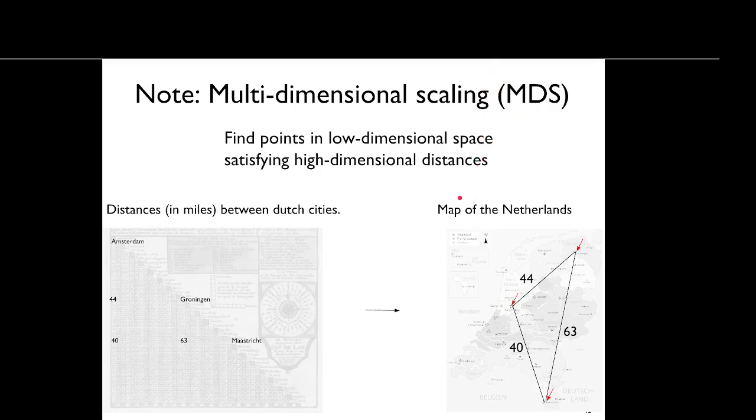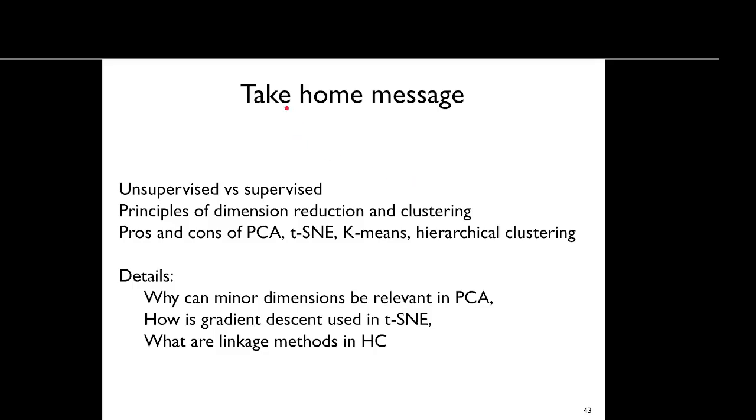So, take-home message for today. You should understand the difference between unsupervised and supervised. And you should understand the principles of dimension reduction and clustering. You should understand the pros and cons of the 4 techniques that we discovered. And in particular, you should be able to answer questions like why minor dimensions in PCA can be relevant, how gradient descent is being used in t-SNE, and what the different linkage methods in hierarchical clustering do.